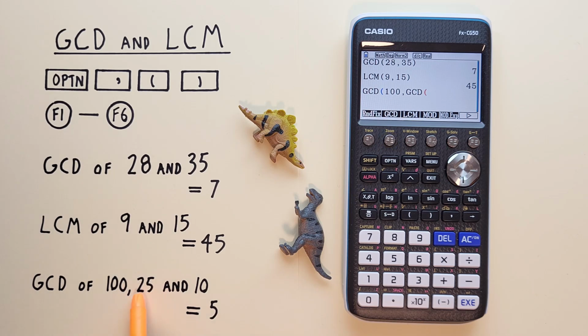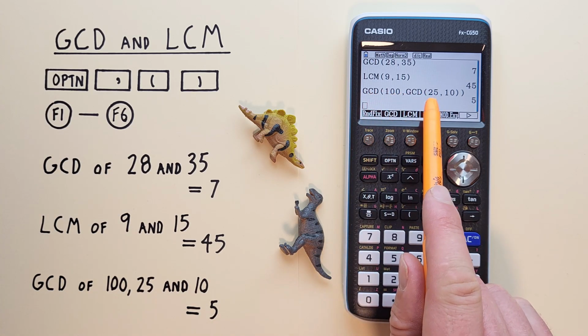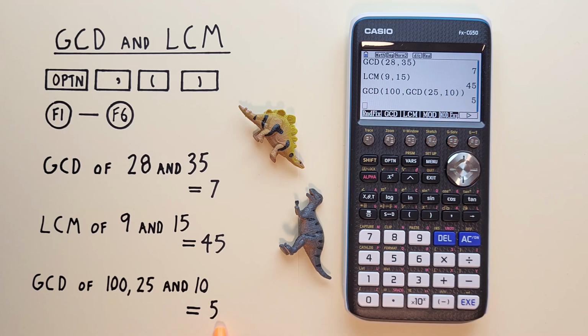The second number, which was 25, comma again, and then the final number, which was 10, and then close both sets of brackets and hit EXE, and we see the GCD, or greatest common divisor, of 100, 25, and 10 is 5, which is correct.